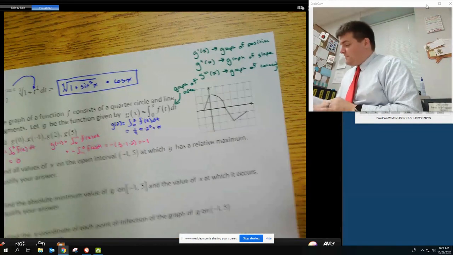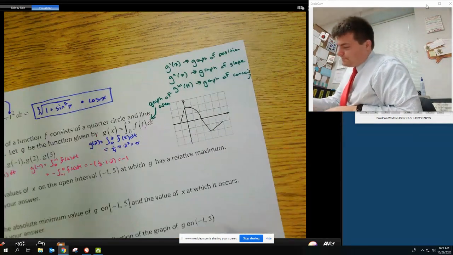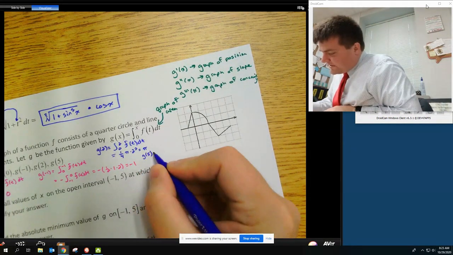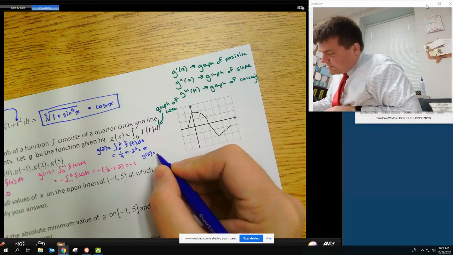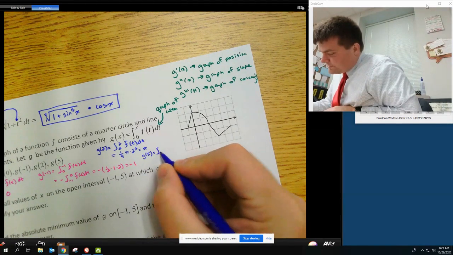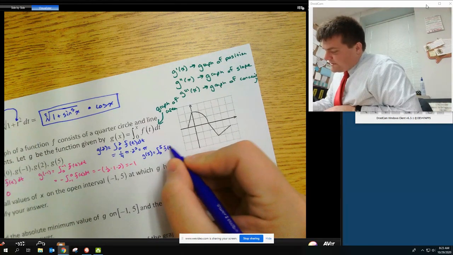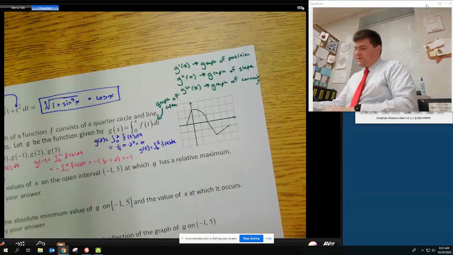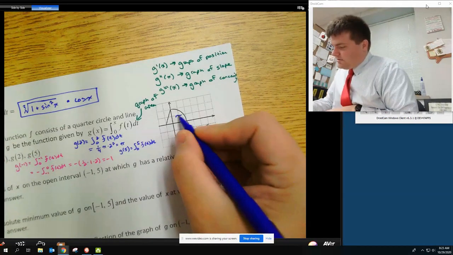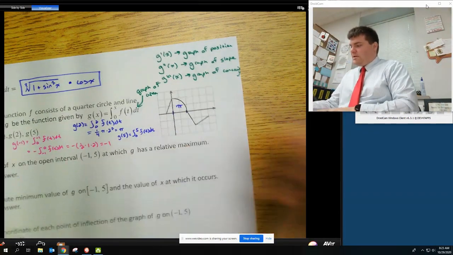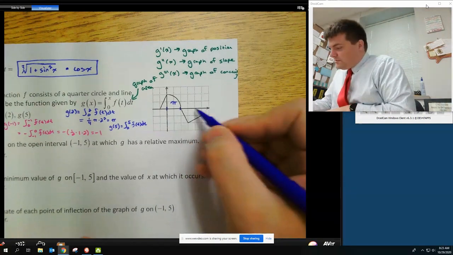And then g of 5. I'll do it in blue as well. g of 5 is going to be the integral from 0 to 5 of f of t dt. I said that this is pi right here, so I'll just write it in there. From here to here is pi, and then I'm going out to 5, so it's just right here.